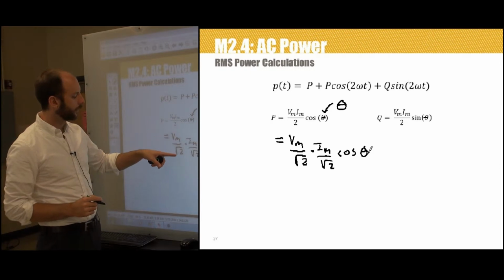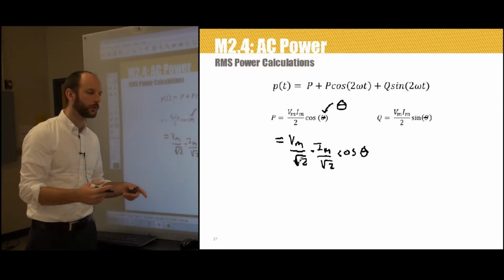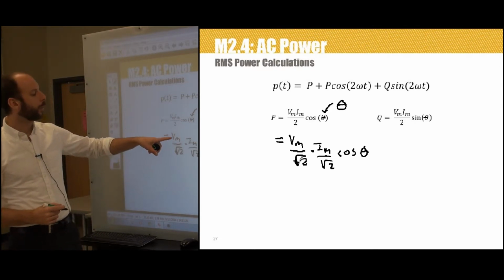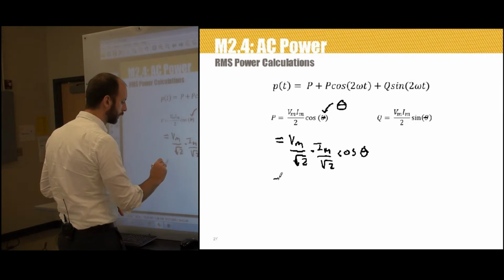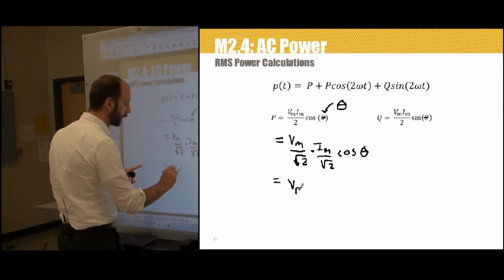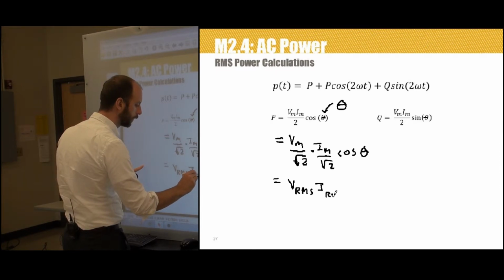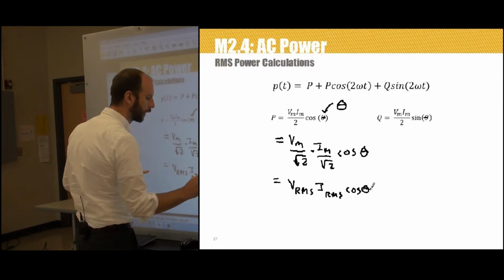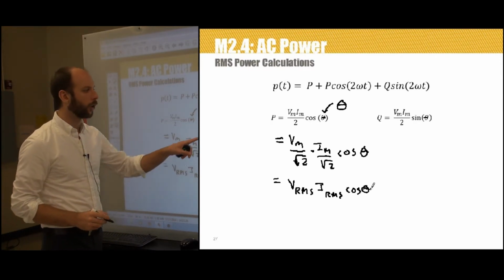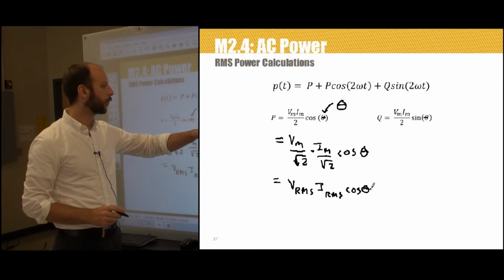What we can see is that the denominator of this equation, radical 2 times radical 2, is just going to be 2, so we haven't changed it. But what is max divided by radical 2? It's the RMS value. So this is just V RMS I RMS cosine of theta. I can make the exact same substitution for Q here.